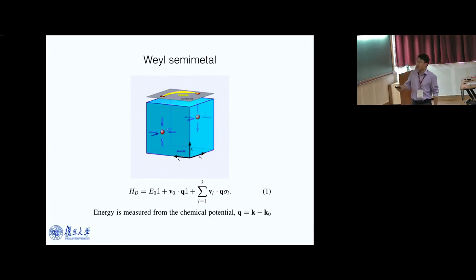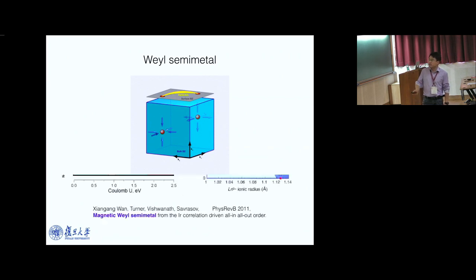So there are these Weyl points. These points are categorized by their chirality and the so-called type. The chirality is either plus or minus 1. They always come in pairs with different chiralities.